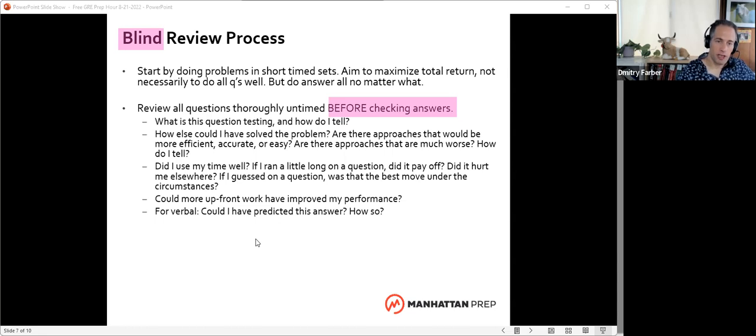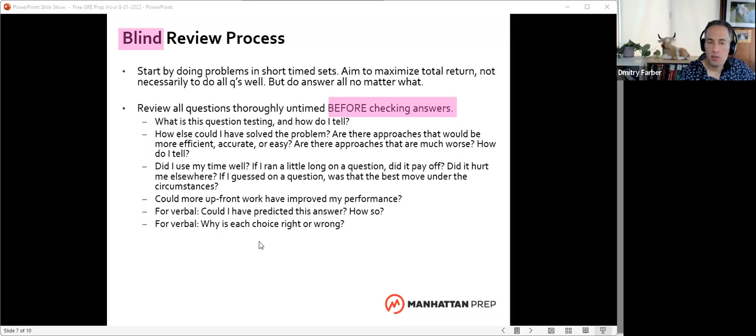In verbal, this often is about prediction, like I said. So it's things like, why does the author mention network theory on line 12? Or what was a problem that they cited with the treaty that was negotiated? Or what word should go in this blank? What kind of word?